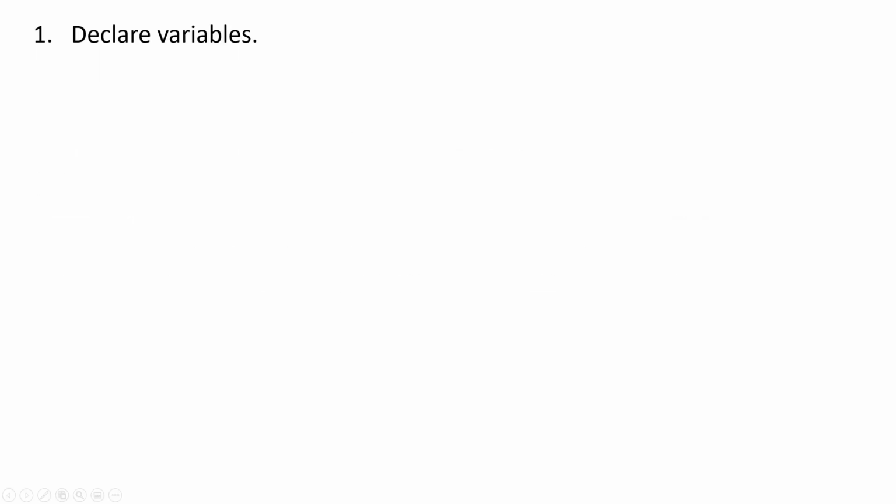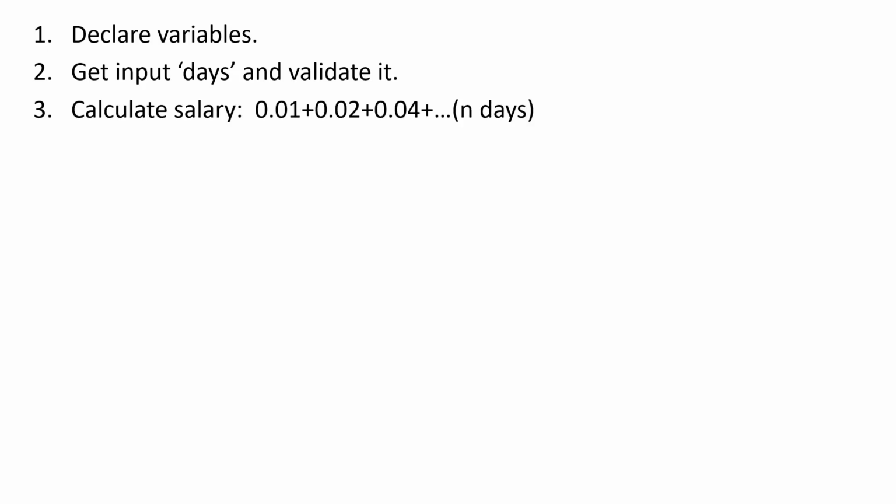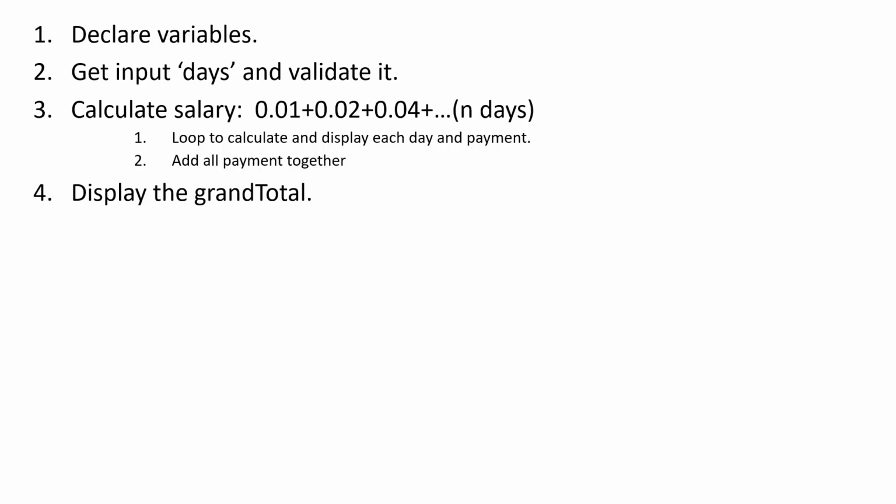Here we declare the variables. We get input days and validate it. Then we calculate the salary. We have a loop to do that, right? Day 1, we calculate the payment. Day 2, calculate the payment. And we also display each day and the payment. And inside the loop, we can also use an accumulator to add all payments together. Then after the loop, we can display the grand total.